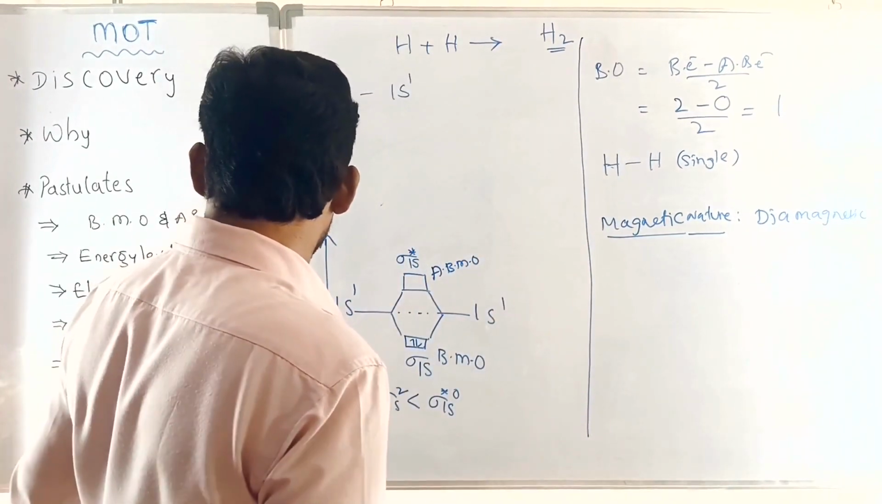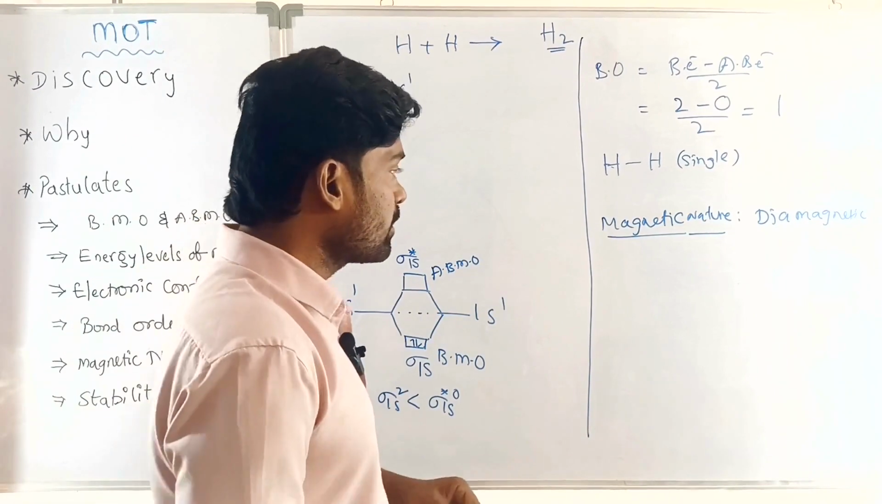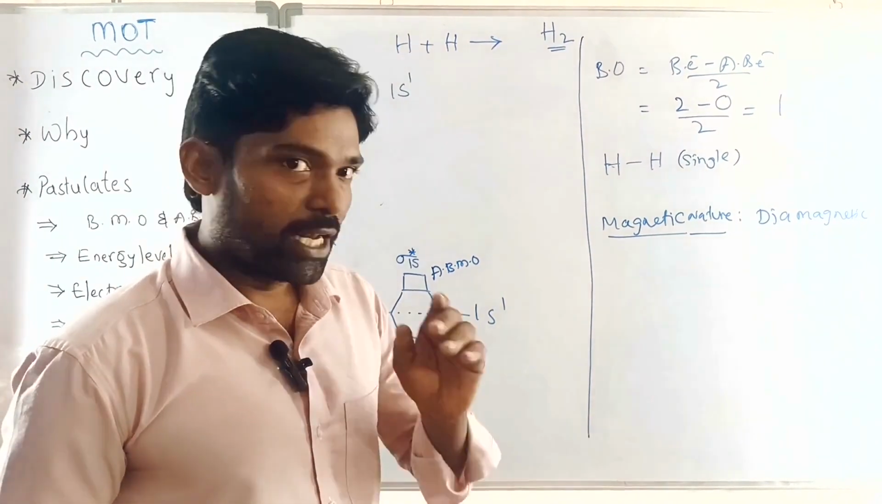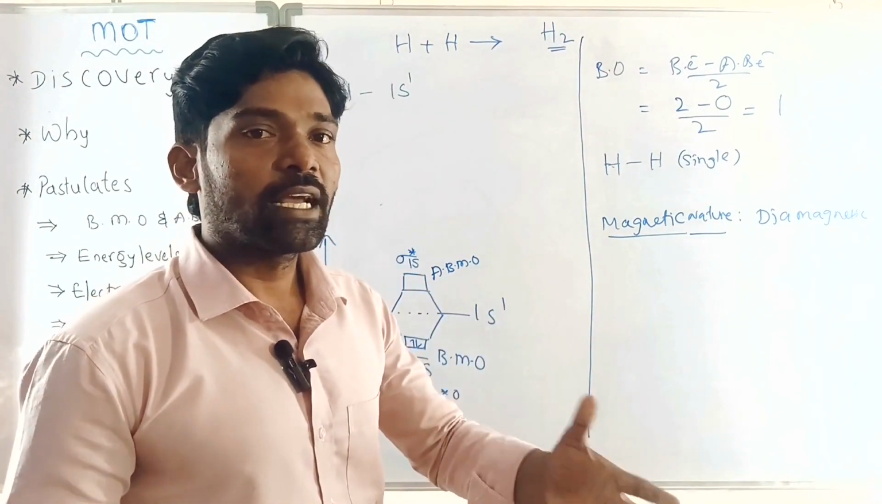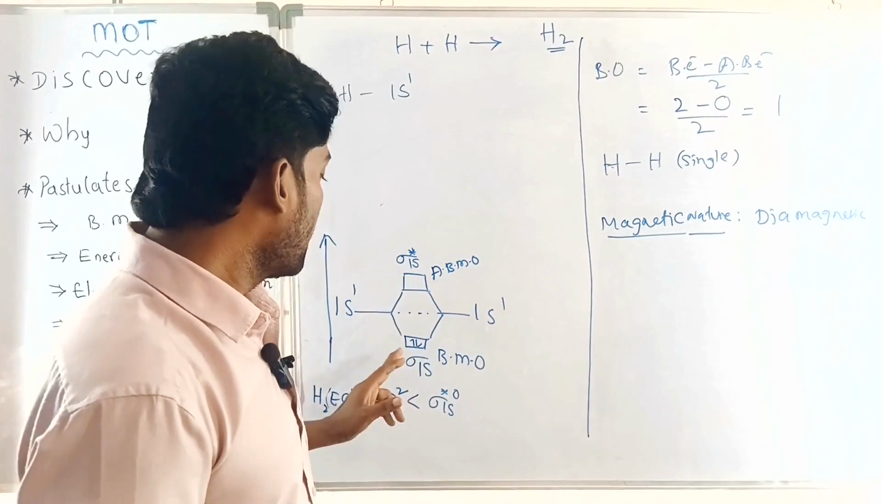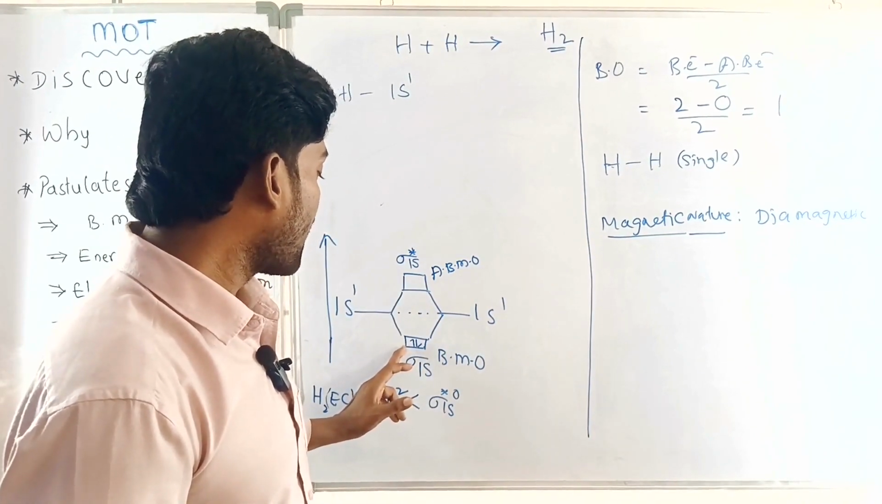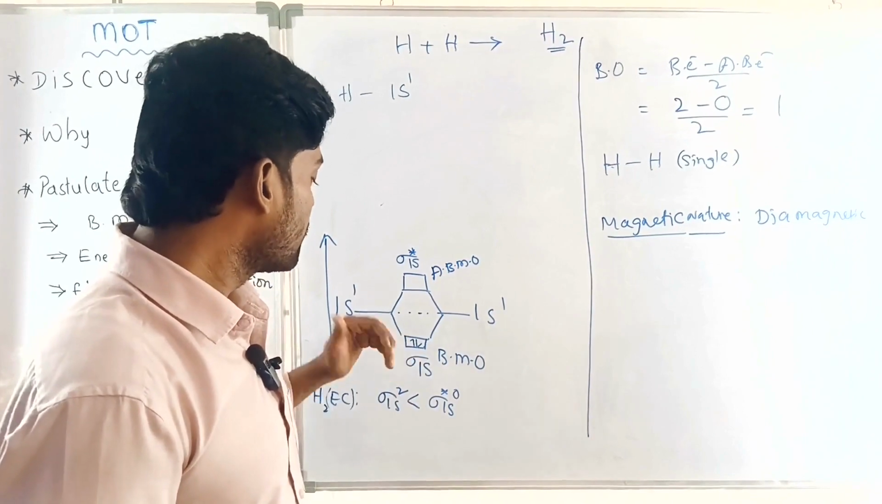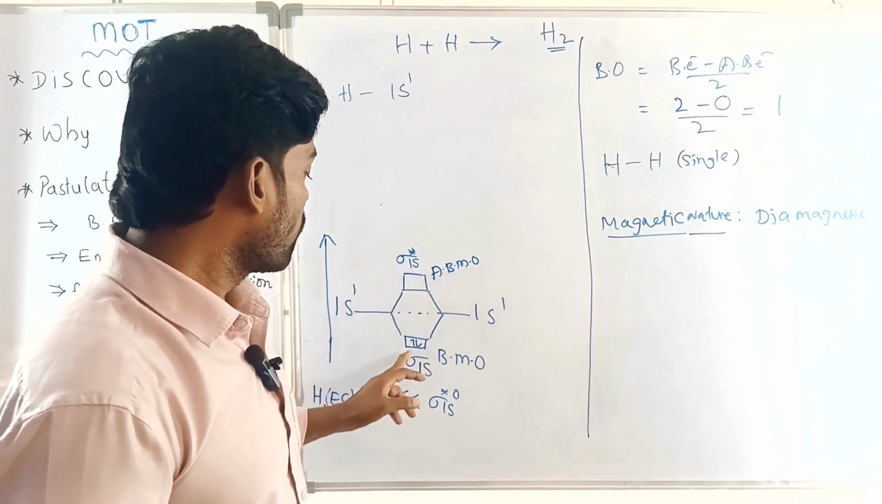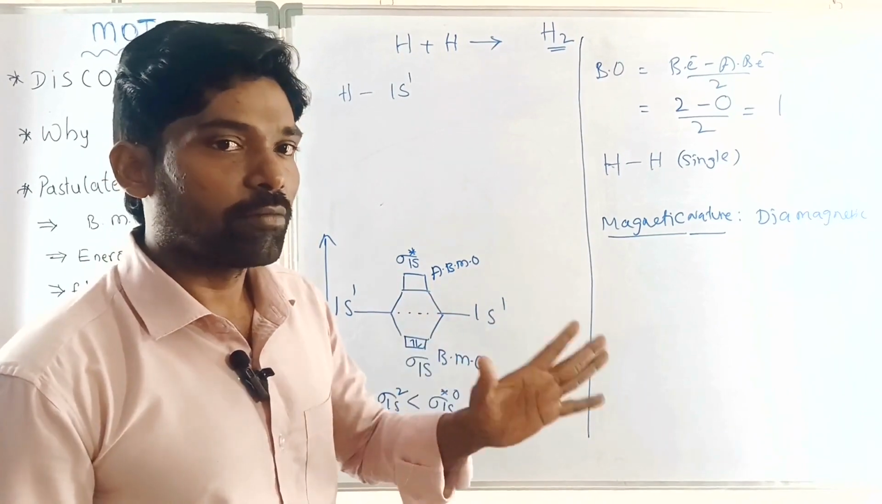And stability. This is a little difficult. If we want to tell the stability of any molecule, we have to take the ratio of bonding electrons and anti-bonding electrons. Here bonding electrons are highly present compared to anti-bonding molecular orbitals. So this molecule is very, very stable.